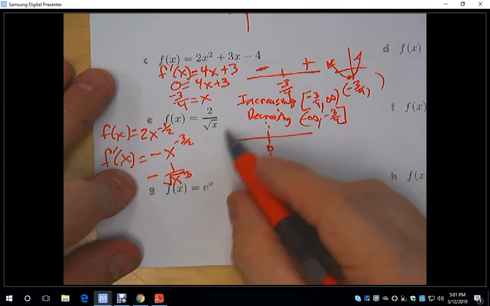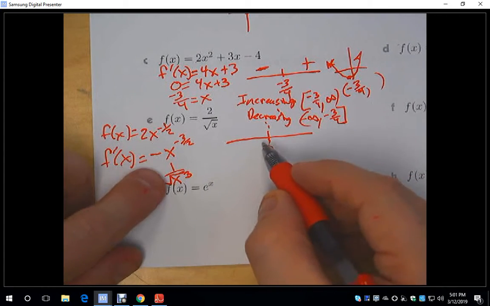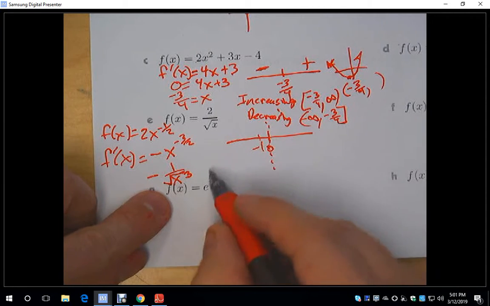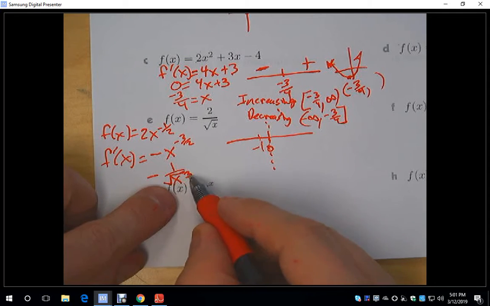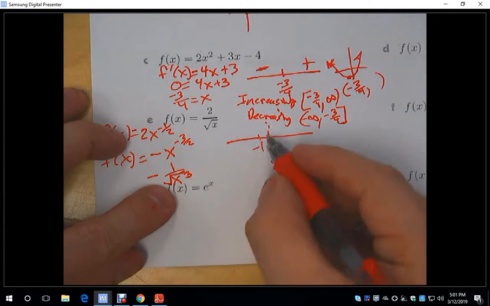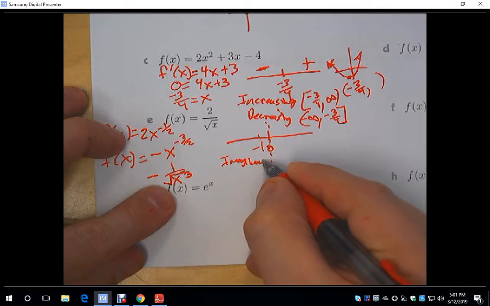So let's find out what's happening on the left-hand side of this 0. We're going to plug in some value. How about, I don't know, negative 1. Let's plug in negative 1. I have the square root of negative 1 cubed. Well, negative 1 cubed is negative 1 times negative 1 times negative 1, which is negative 1. Well, the square root of negative 1 is imaginary. So on this side we have imaginary numbers.